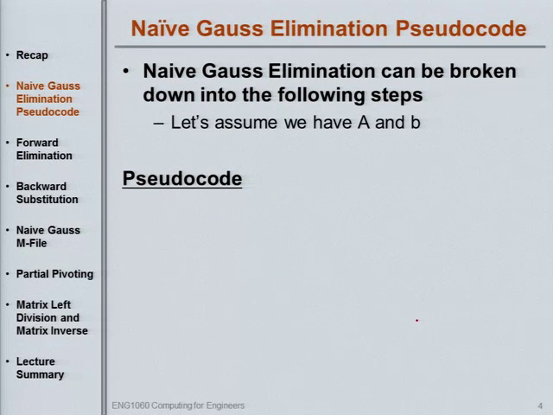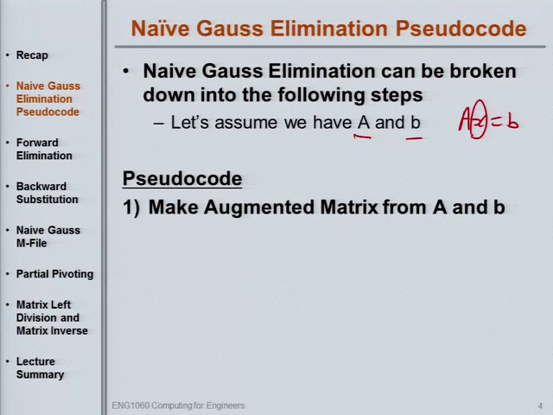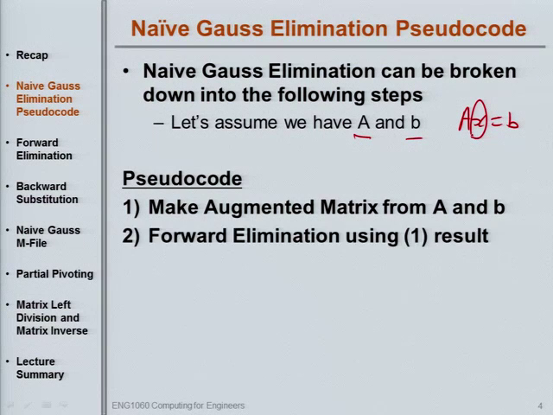Okay, so there's basically 3 steps. Let's assume that we've got a matrix system that we're trying to solve. It's AX equals B, and we know what A is, we know what B is, and we're trying to find X. That's ultimately why we would want to do this. So the first step in our little bit of pseudocode, the algorithm if you like, is we're going to make an augmented matrix from A and B. We'll come to that in a minute.